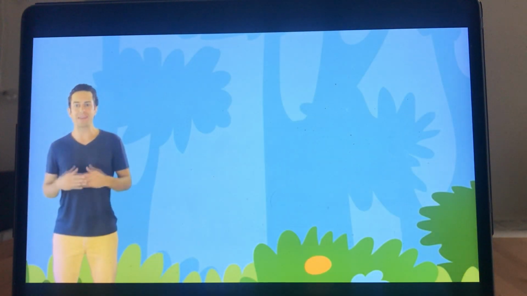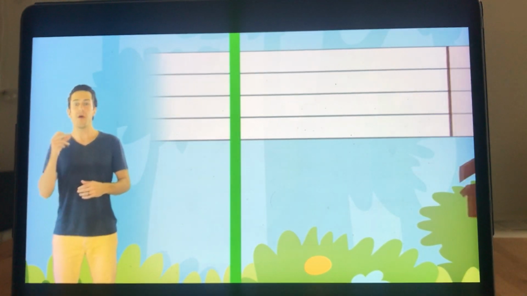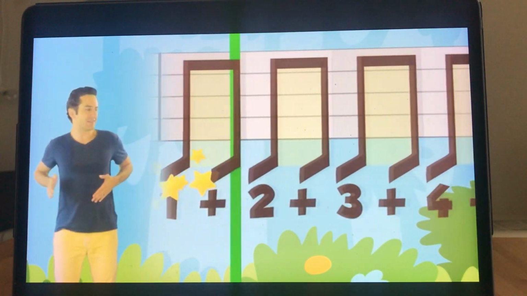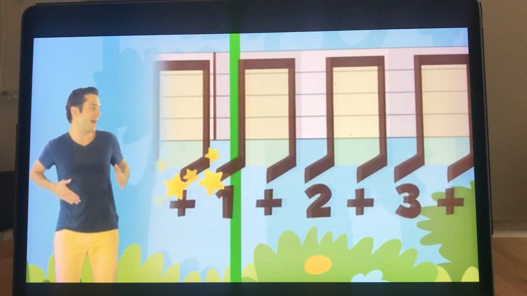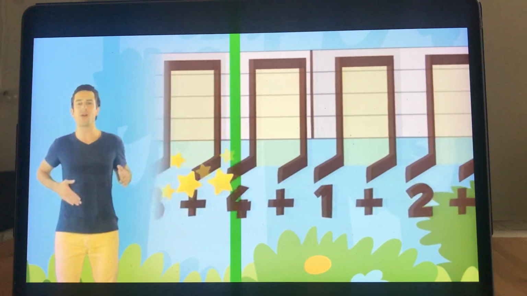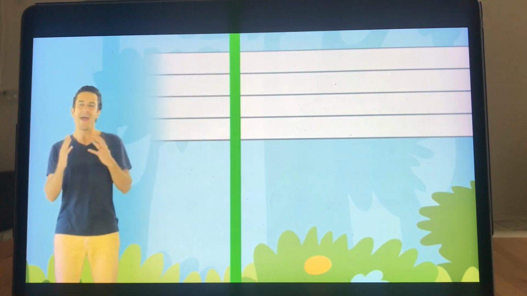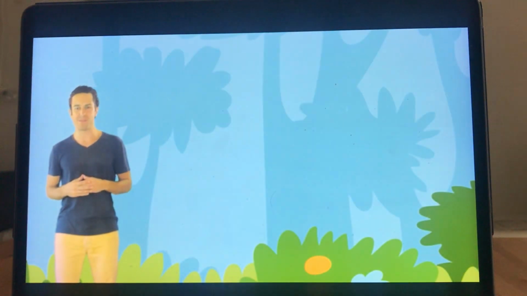Alright, so let's play and count out loud again with some faster eighth notes. 1, 2, ready, go. 1 and 2 and 3 and 4 and, 1 and 2 and 3 and 4 and. Hey, excellent job with that, everybody.